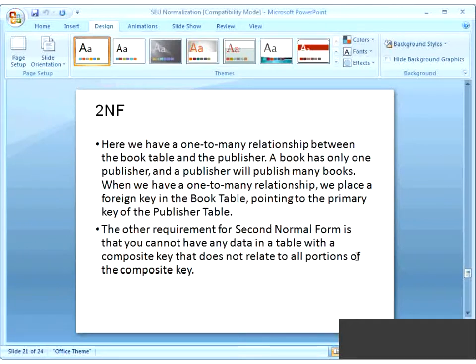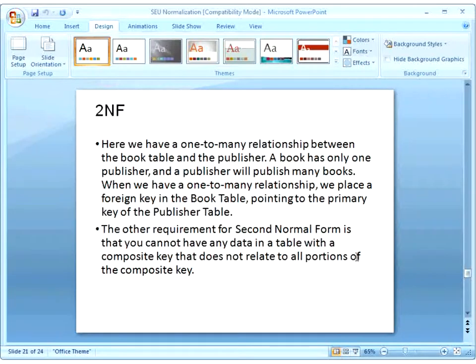Now here we have a one-to-many relationship between book and publisher. A book has only one publisher, and a publisher will publish many books. Where we have a one-to-many relationship, we place a foreign key in the book table pointing to the primary key of the publisher table. Now remember this.